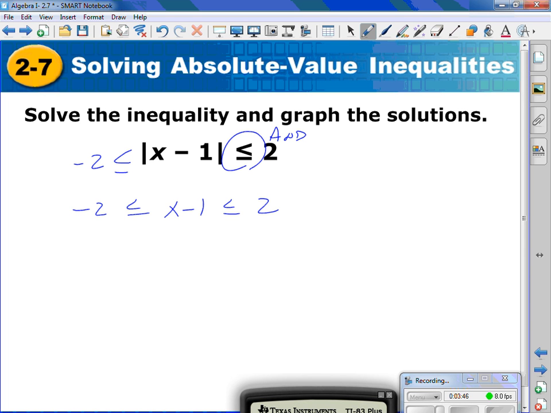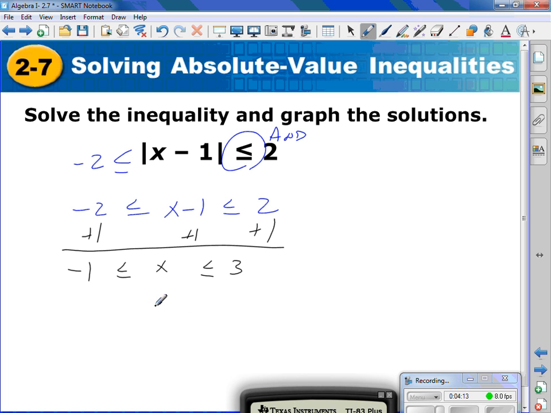Add 1 to everything. So I add 1 here, add 1 here, add 1 here. What's negative 2 plus 1? Negative 1 less than or equal to x, less than or equal to 3. So my answer is negative 1 is less than or equal to x, less than or equal to 3.